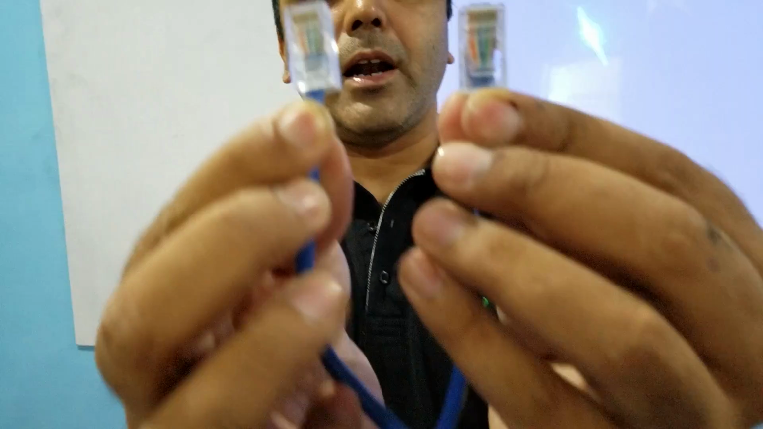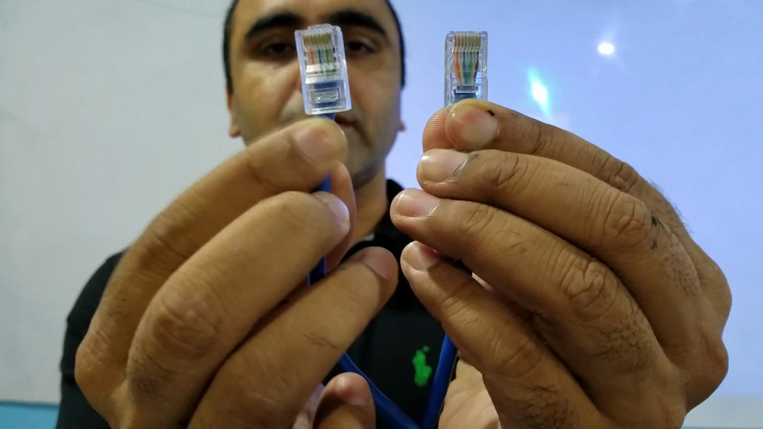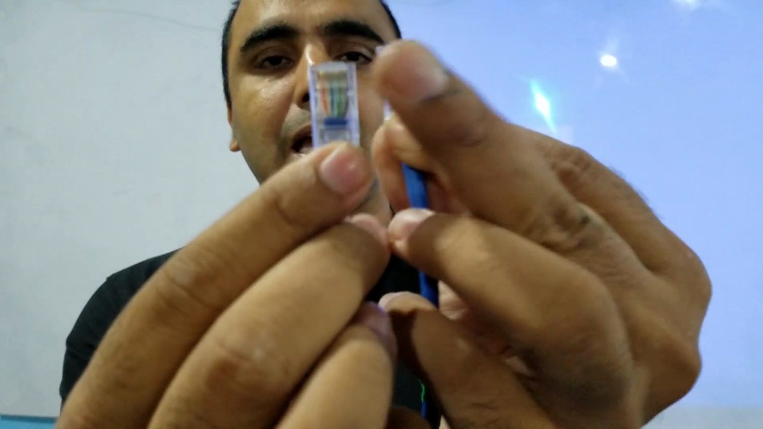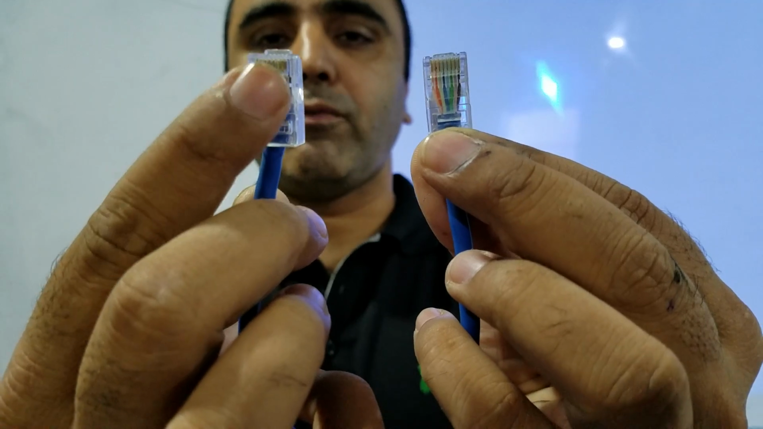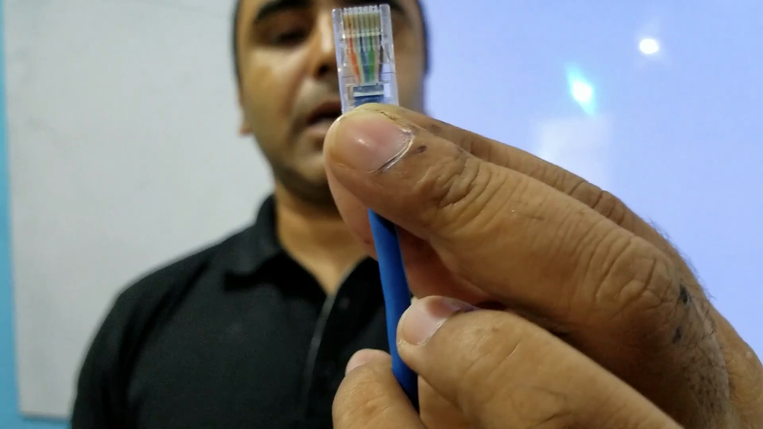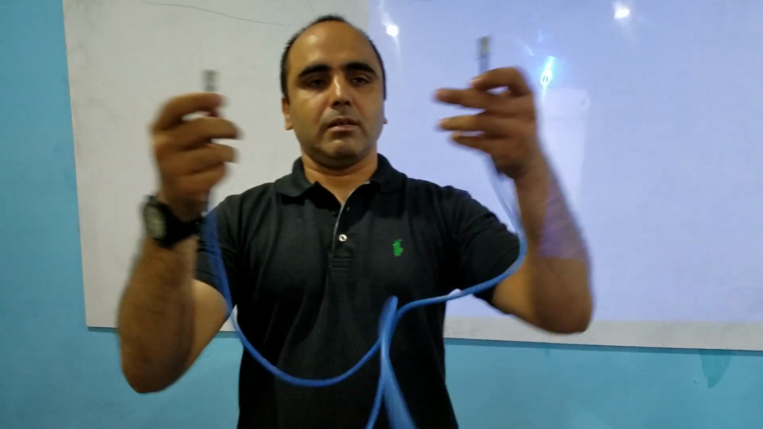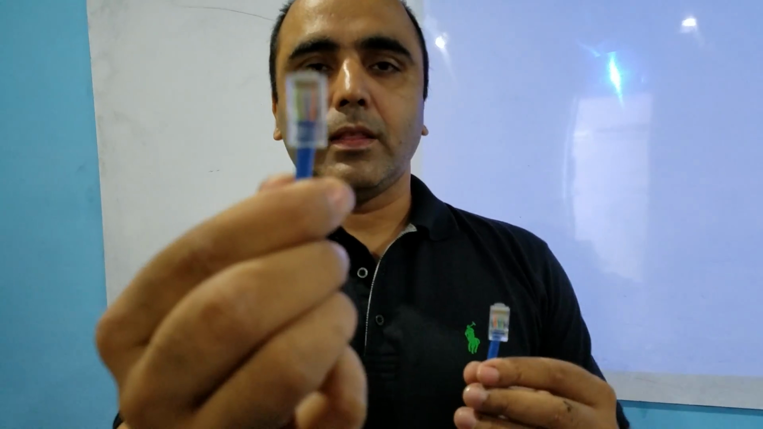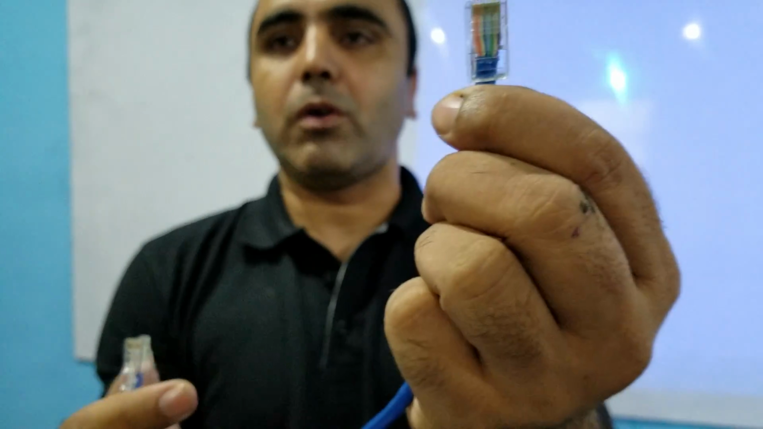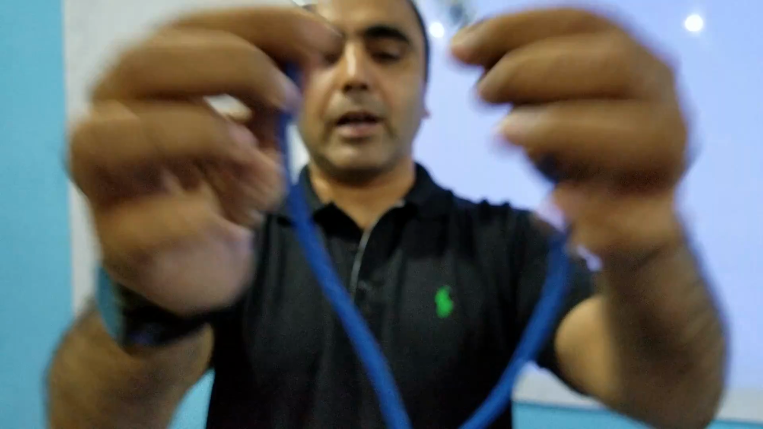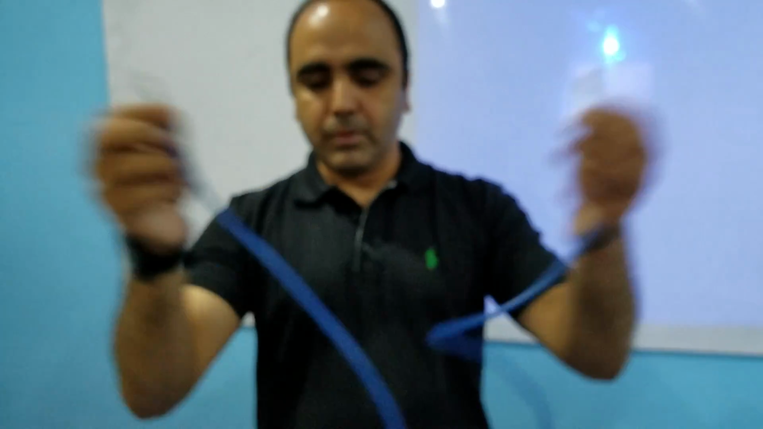Here you see there are two connectors. If both connectors start from the same color scheme, like white orange, orange, white green, blue, white blue, green, and white brown, and you see the same color scheme on the other side, then this cable type is the straight cable. On the other side, you see another LAN cable where the color combination starts from white green and green, and on the other side the connector color scheme starts from orange and white orange. So this cable is the cross cable. This is a cross cable.